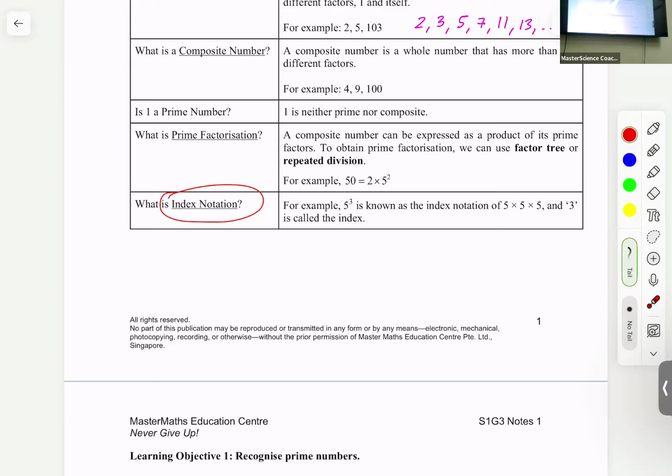Now, what is index notation? When I write it like that, this is not index notation. Why is the 3 here called the index? It's like the power lah. When I say index notation, that means I want to see the power. So 5 to the power 3. This is index notation. Basically you need to be able to do this. If I give you 50, you must give me this. Now I'm going to teach you the method to get this.